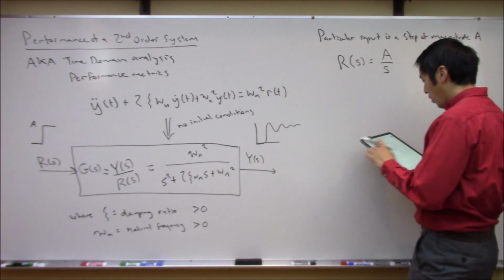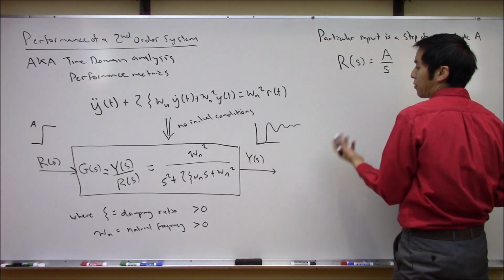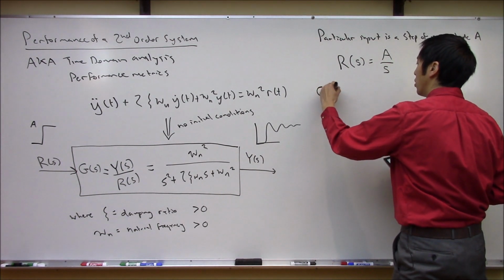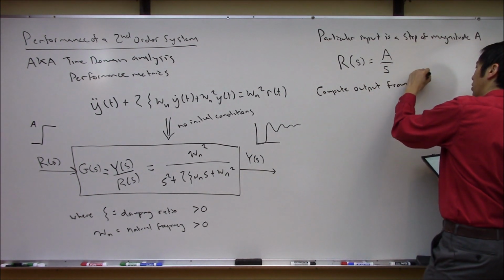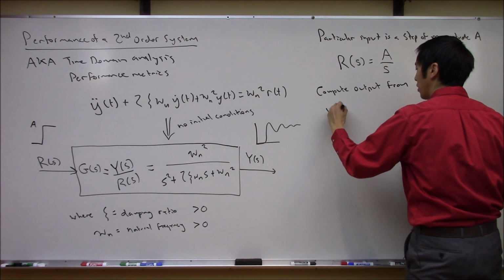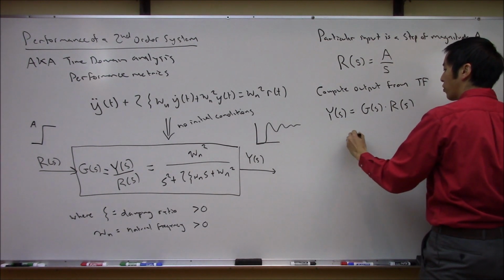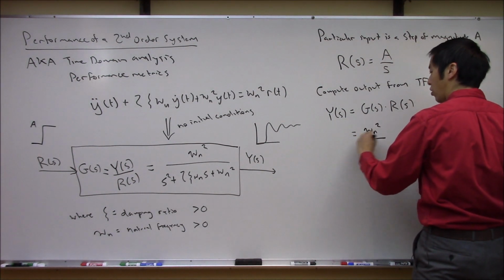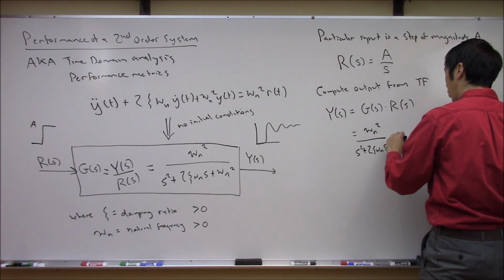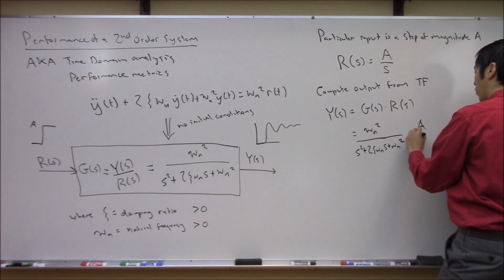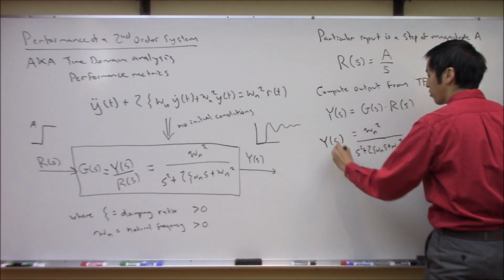Okay, well then, if that's the case, we can easily get the output of this system, what this is going to do in the Laplace domain. So we could compute the output from the transfer function, right? The output is just going to be the transfer function multiplied by whatever the input is. So our transfer function is pretty simple: it's omega n squared all over s squared plus 2 zeta omega n s plus omega n squared, times A over s, right? And this basically gives you what the system does in the Laplace domain.